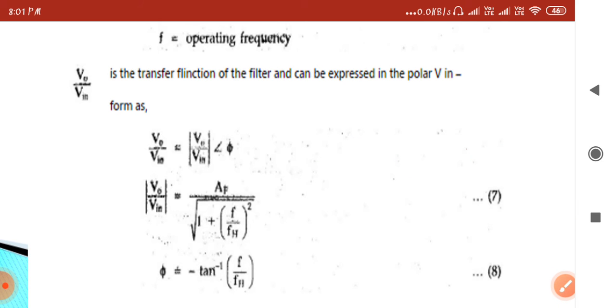Why is V naught by V in less than phi? Because it is inversely proportional. That is inversely proportional. Minus tan inverse of fh by fn. Correct. Phi equals minus tan inverse of f by fh.